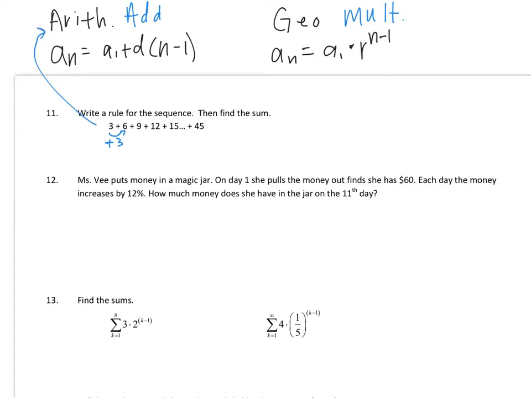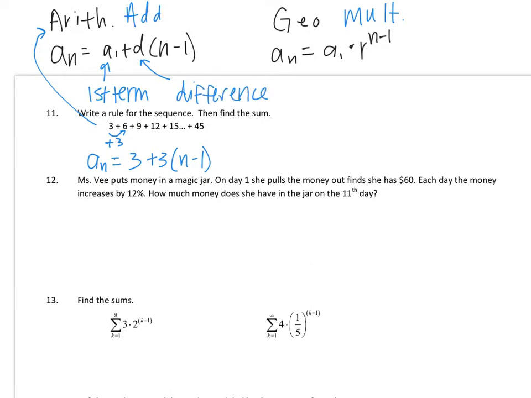So the rule for the sequence, I'm going to say AN equals A1 is the first term, so 3, plus the difference, which in this case is also 3, and then the N minus 1 does not change. So this is the first term. This is the difference. And then on the geometric, just for your reference, A1 is still the first term and R means rate.